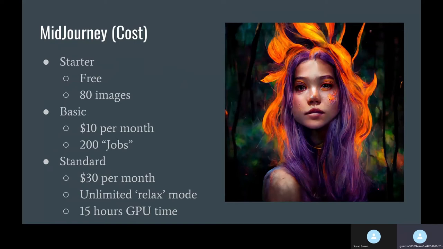So 200 jobs, how many jobs does an image typically take? To get something that you want to use, you're probably going to use like 40 of those jobs. It's because it takes time and you have to hit refresh and re-roll. You have to clean it up. You have to tweak your prompt.